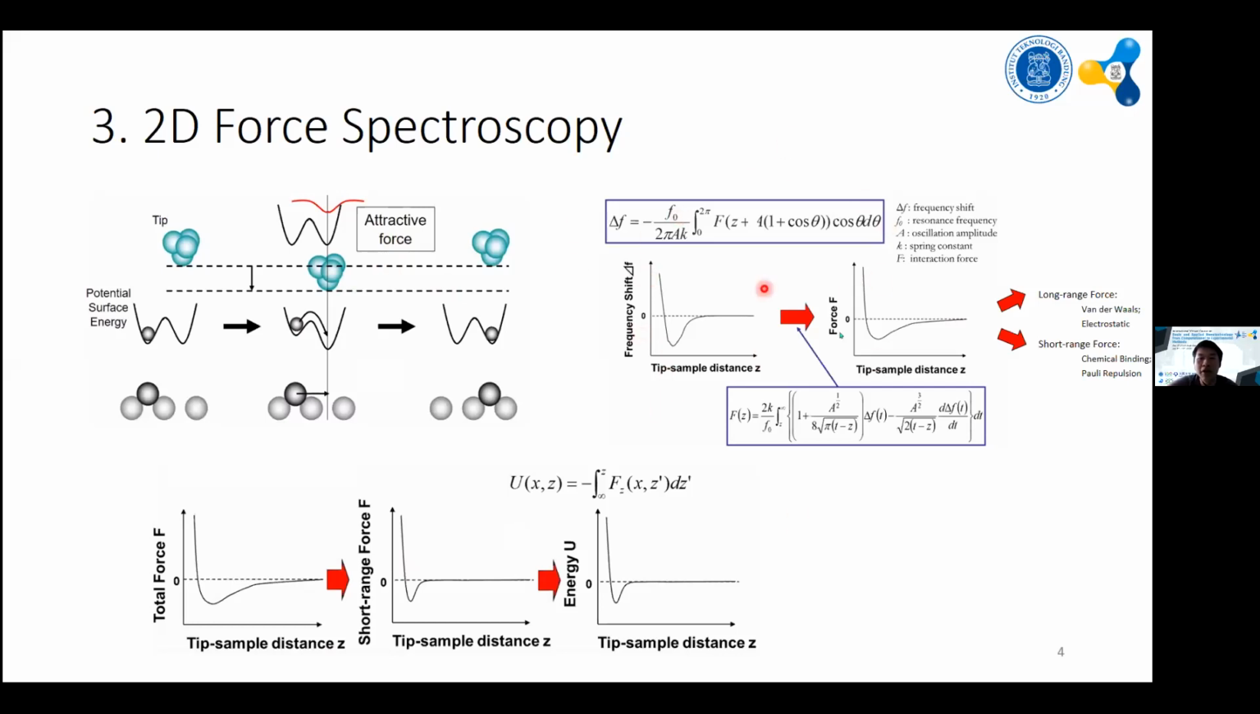And using this kind of formula, we can calculate the force from the frequency shift. But remember that this force consists of two types of force, long range and short range. So we need to subtract this total force with the long range force, so we can get the short range force, specifically the chemical binding force. So these are the next diagram. From the total force, we subtract with the long range force to get the short range force or the chemical binding force. And after that, we can calculate the energy using this formula.